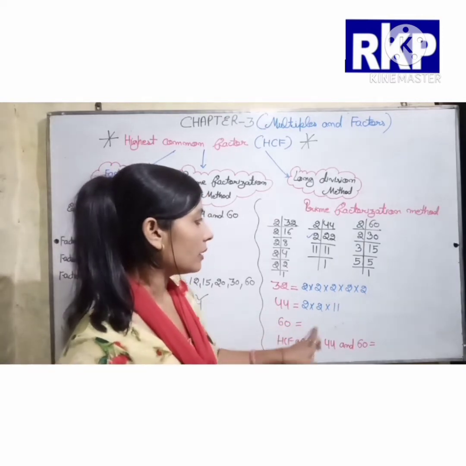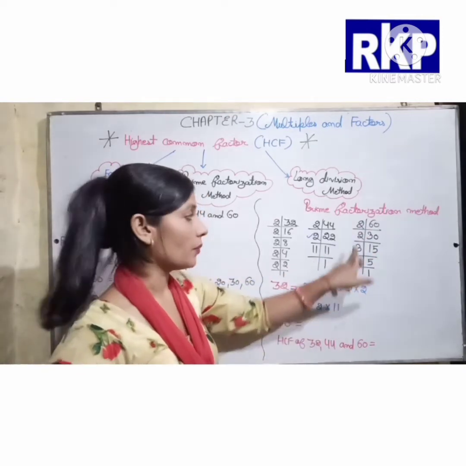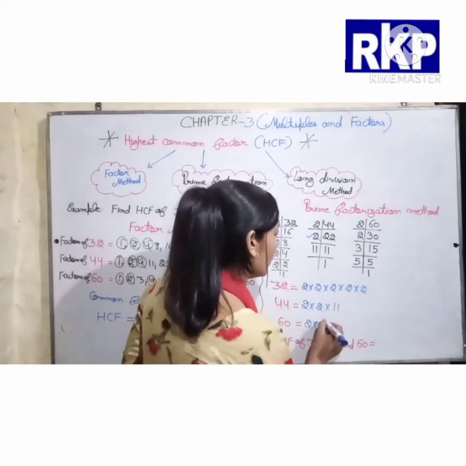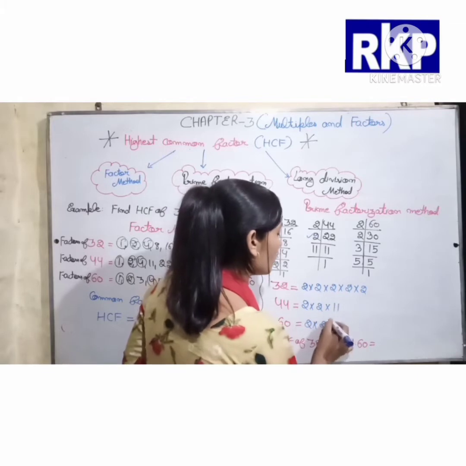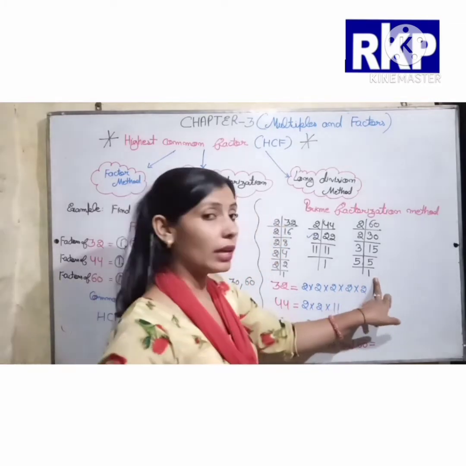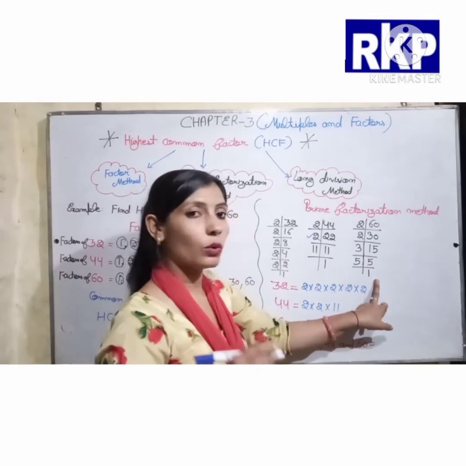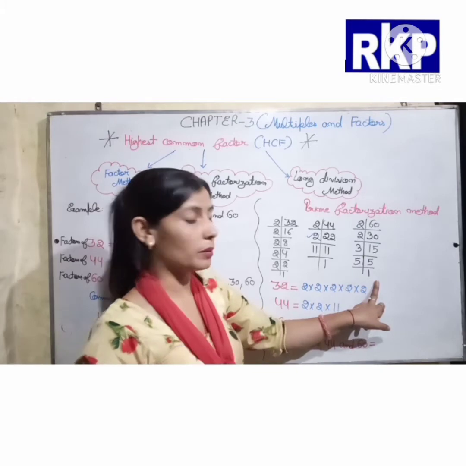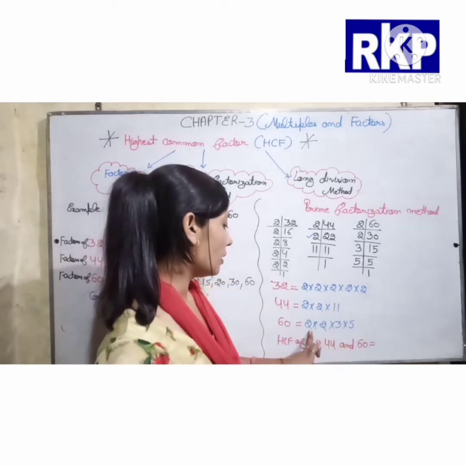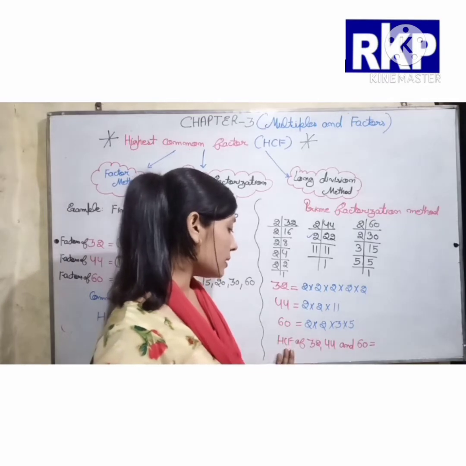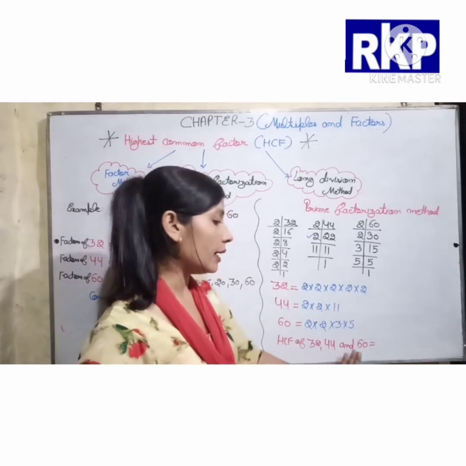Now we have to write the prime factors of 60. Here we have 2, then 2, 3 and then 5, and then we have 1, but we will not write 1, because 1 is not a prime number. So beta, after this we have to write HCF of 32, 44 and 60.